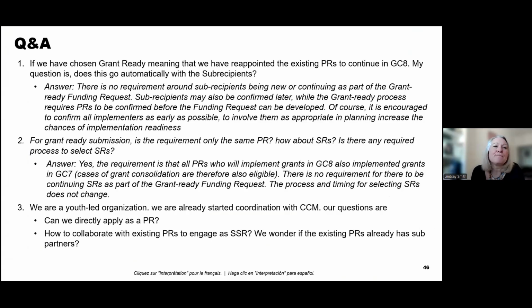First question. If we have chosen the grant-ready submission pathway, meaning that we have reappointed an existing PR to continue in grant cycle 8, does this go automatically with the subrecipients? So I see that there's a response here that I'll read out and then I'll add some additional thoughts myself. So there is no requirement that the subrecipients are new or continuing as part of the grant-ready funding request decision.